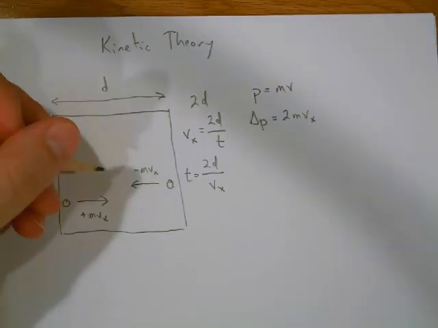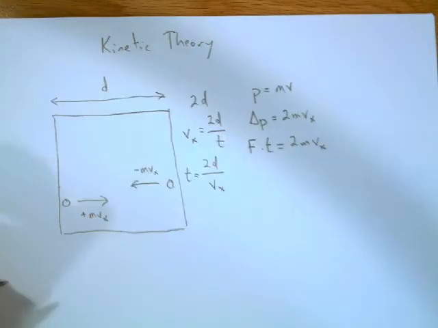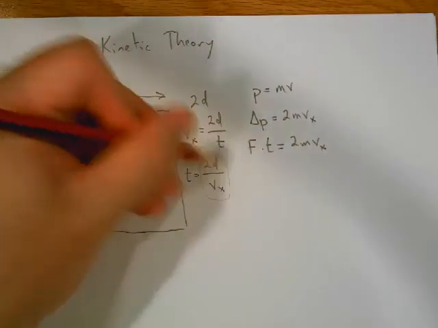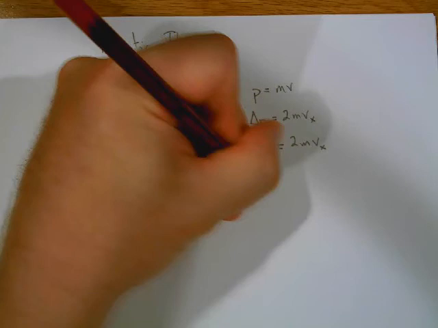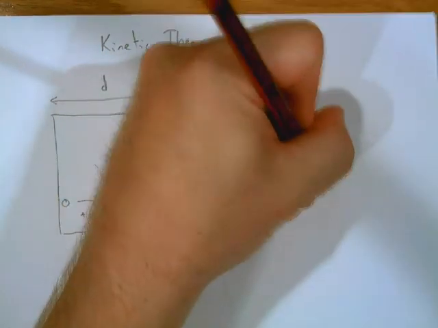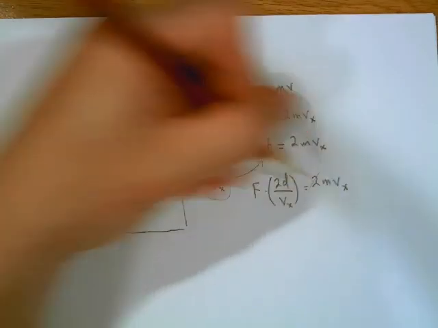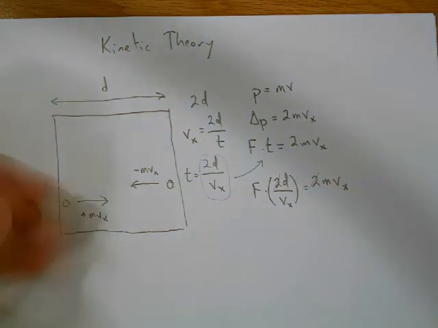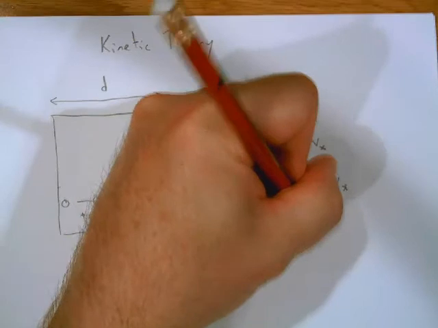If you hopefully remember from your previous physics class, change in momentum is impulse, and impulse is force times time. So I get that, and then time, I can take this and plug that in there, and so you end up with force times 2d over vx equals 2mvx. You'll notice the 2's go away, and if I do a little more algebra, I end up with F times d equals mvx squared.